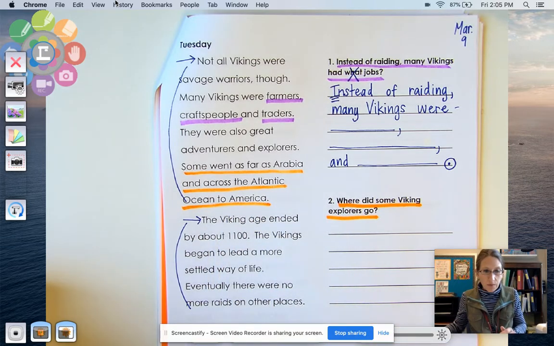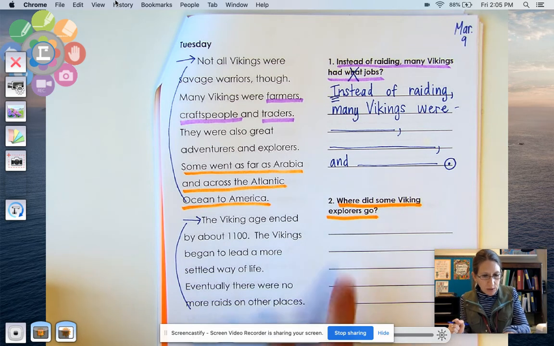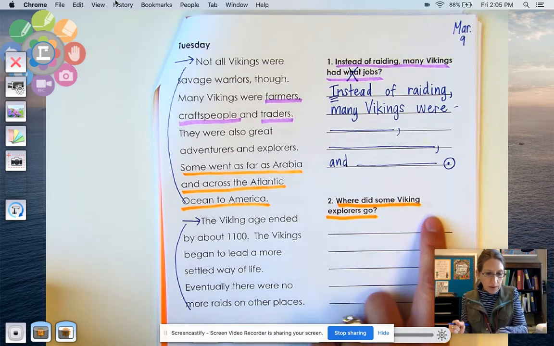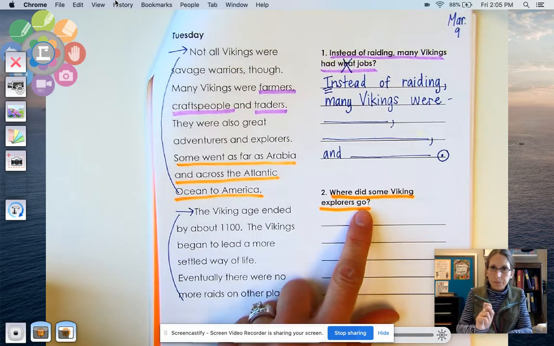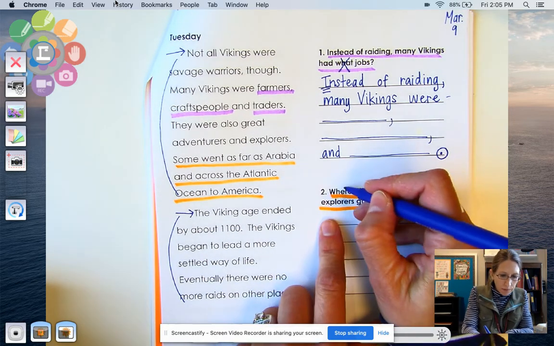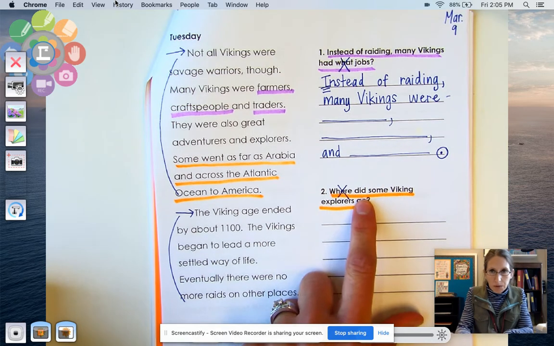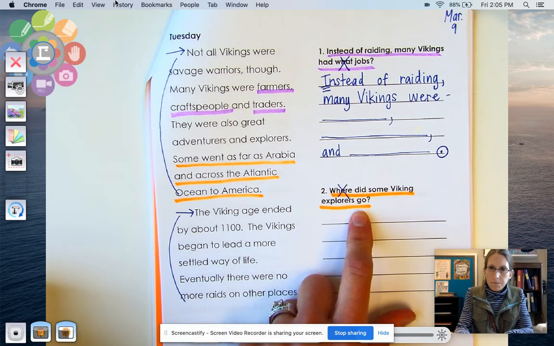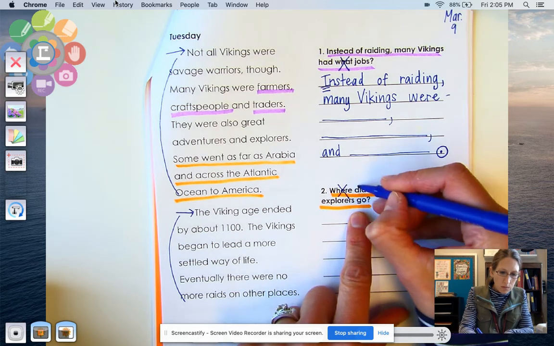Do you remember the Viking who went to North America? What's his name? Yeah, Leif Erikson. Leif Erikson, right? All right, so let's see. Let's go back to our question. Where did some Viking explorers go? So we don't need our question word where, right? How about did? Do we need that word? I don't think so.